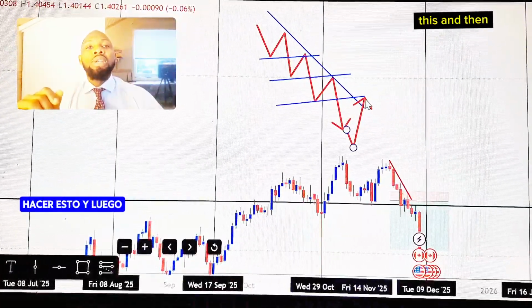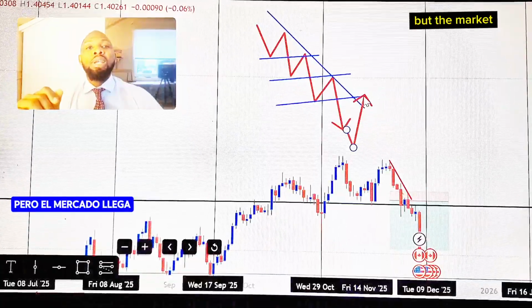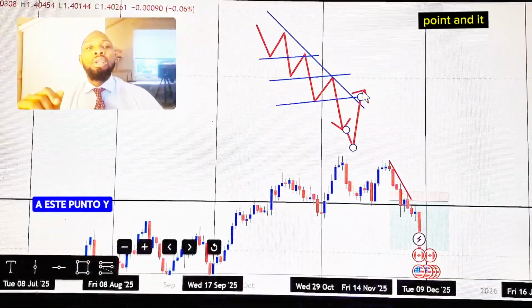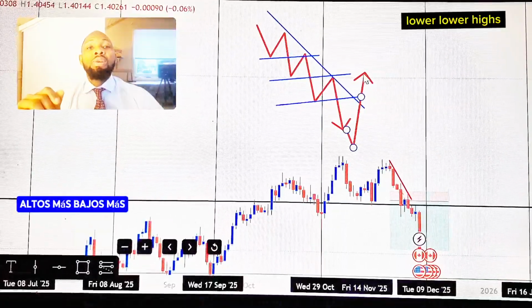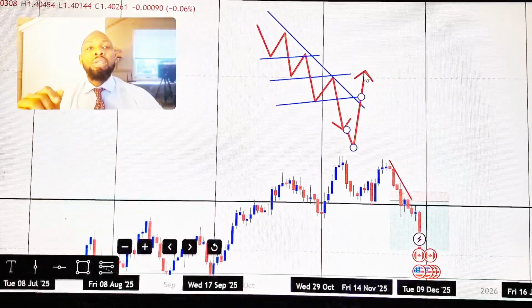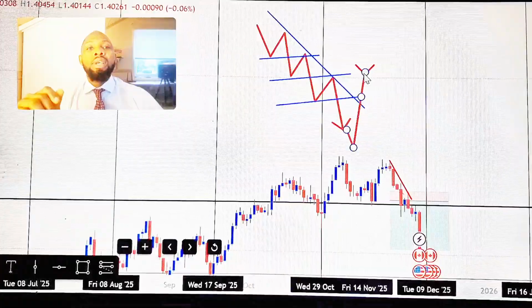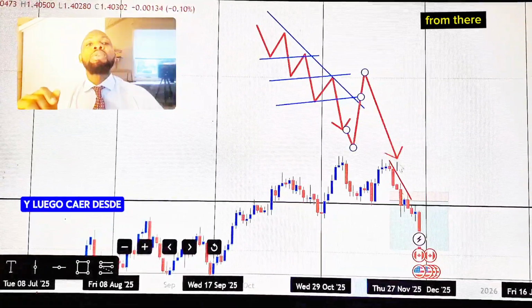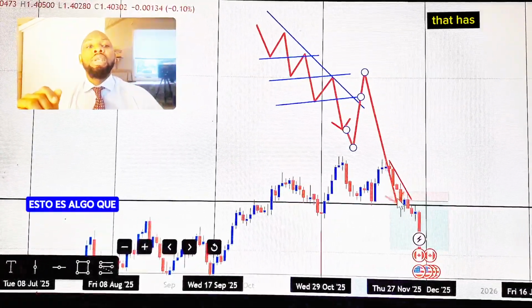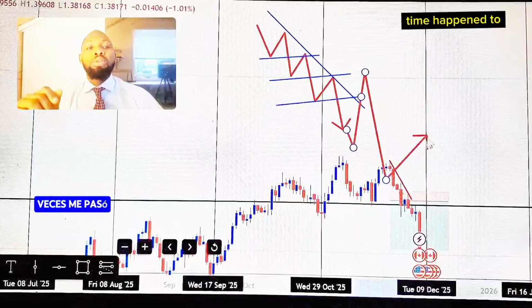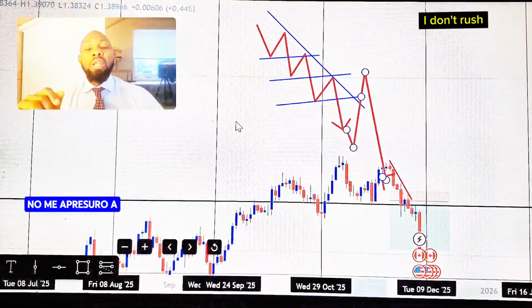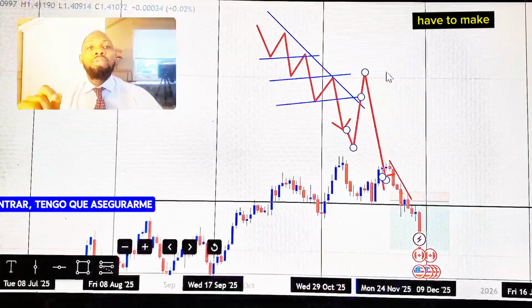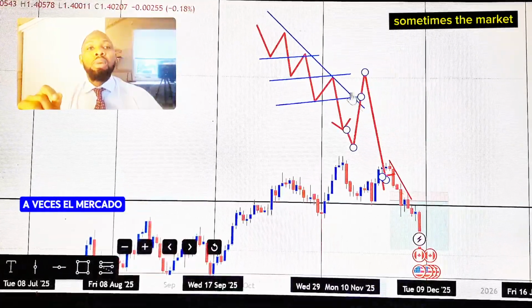To do like this and then drop again. But the market come to this point and it continues to the next lower highs, and then drops from there. So this is something that has most of the time happened to me. That's why sometimes, even though I see my setups, I don't rush into entry. I have to make sure, because sometimes the market will trick you.